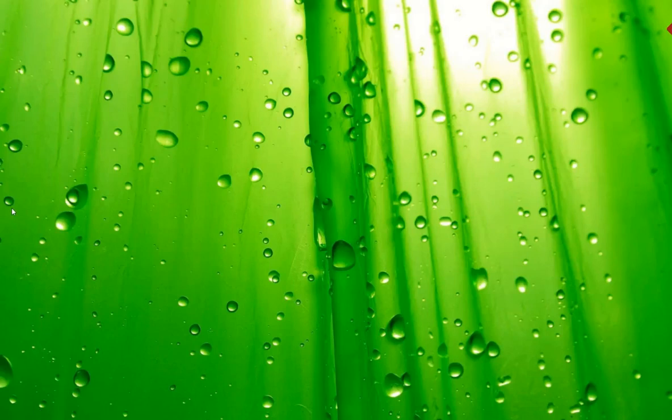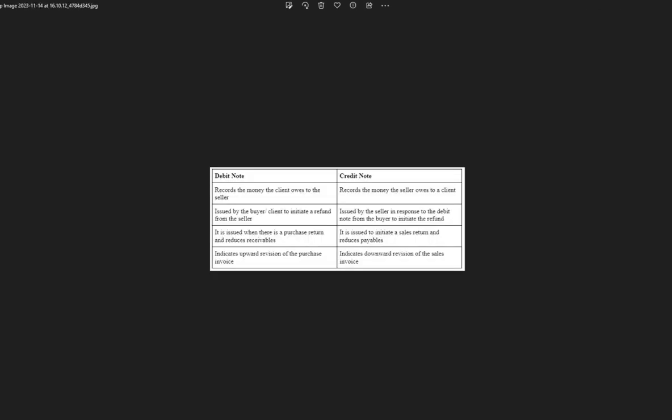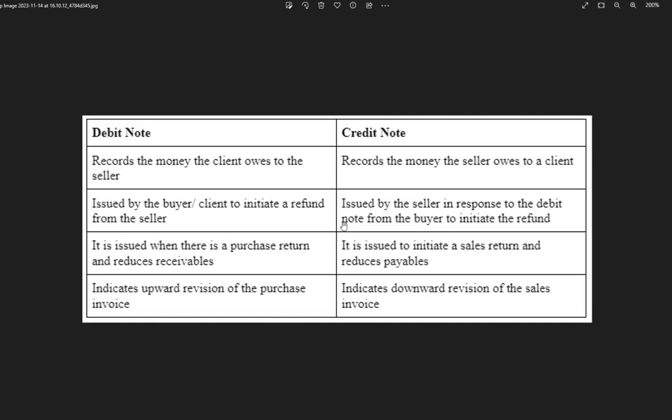Dear students, this is a video on the difference between a debit note and a credit note. The image you are seeing here on the desktop shows the difference between a debit note and a credit note. What is a debit note and what is a credit note?